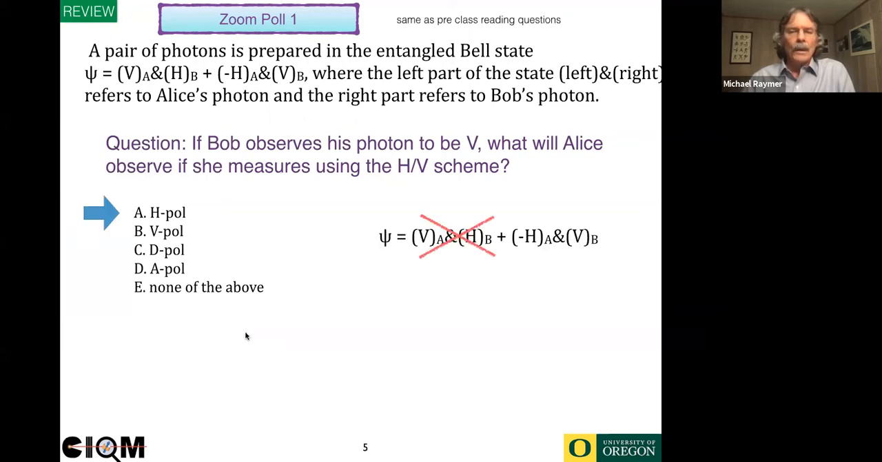When Bob sees V, he can rule out this other possibility, even though Alice doesn't know anything about what Bob is doing. Alice thinks the state is still the entangled state, but Bob now knows that it's no longer the entangled state. Alice would not know that unless Bob picks up the telephone and calls her and tells her that. There's no way she could know.